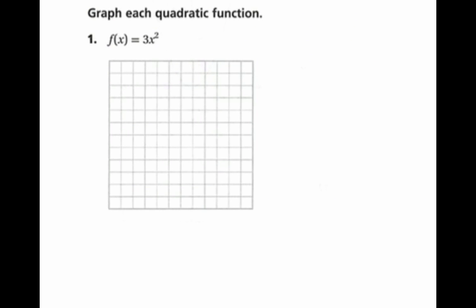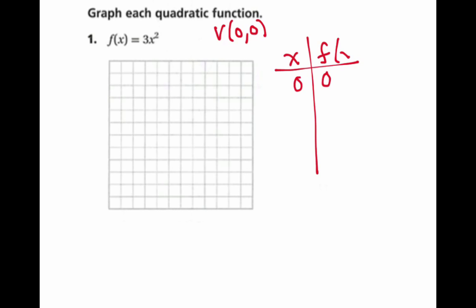Okay, how to do the homework. Okay, so we're going to graph each quadratic function. So f of x equals 3x squared. So our vertex here, if we look, we don't have an h and we don't have a k, so that means that our vertex is 0, 0. And I'm going to go ahead and make a table, x and f of x. And so there's my vertex 0, 0.